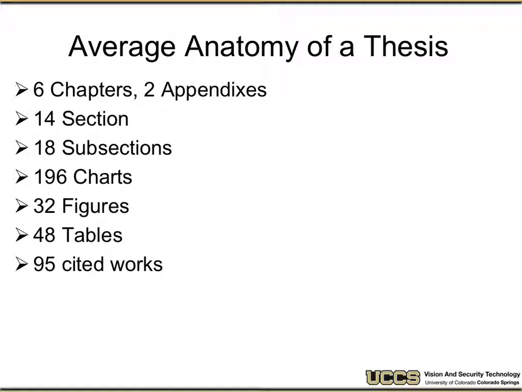Okay, the average thesis has 6 chapters, 2 appendices, 14 sections, 196 charts, 30 some figures, 50 some tables, and nearly 100 cited works. In fact, lots of theses have much more than that in any of those. That's not something that you really want to load in one document and hope Word does not somehow go crazy and destroy it. It's also not something you want to work on as one document.